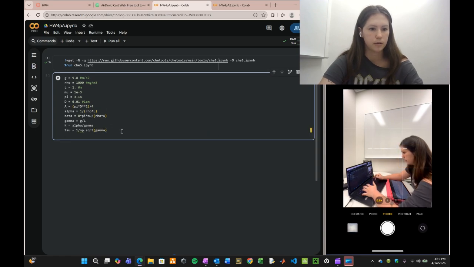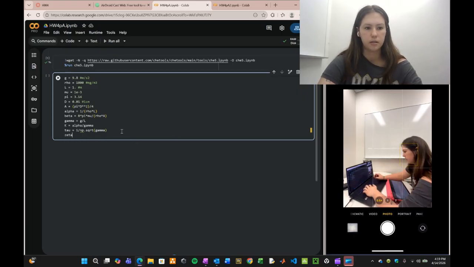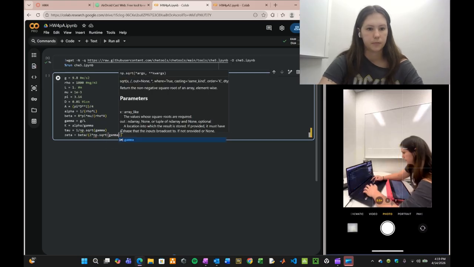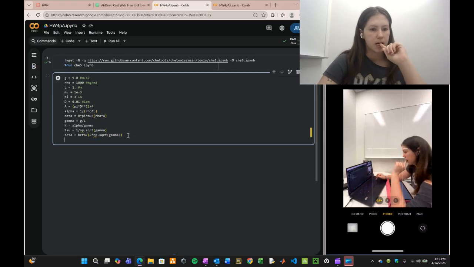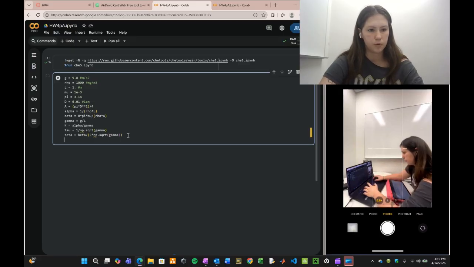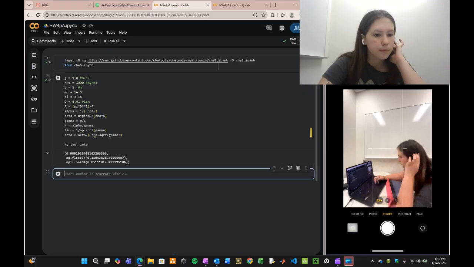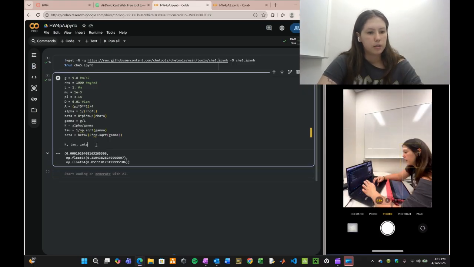I believe that's it. And then we also have our zeta, and that is our beta divided by 2 times the square root of gamma. Okay. And then we can return our K, tau, and zeta just to make sure that they're correct. Okay.